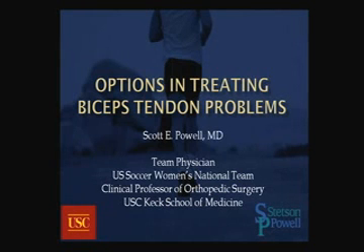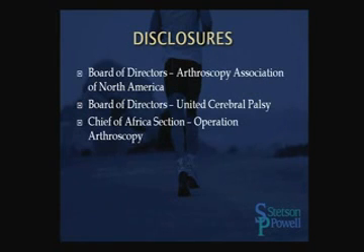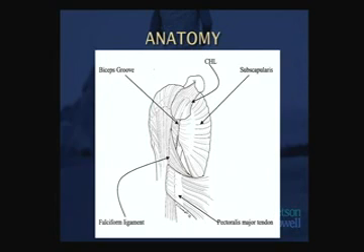I'm going to talk about biceps options in treating biceps tendon pathology. Again, my disclosures. It's important to understand the anatomy, where it's intra-articular and extra-articular, and where there are involutions of both the falciform ligament and the subscapularis, which create the sheath over top.